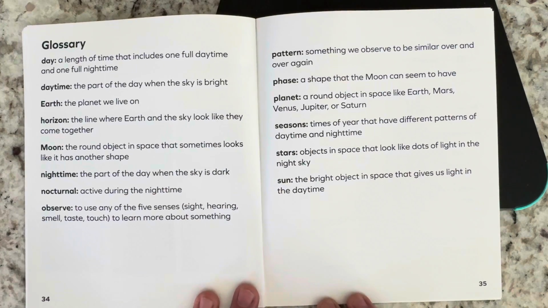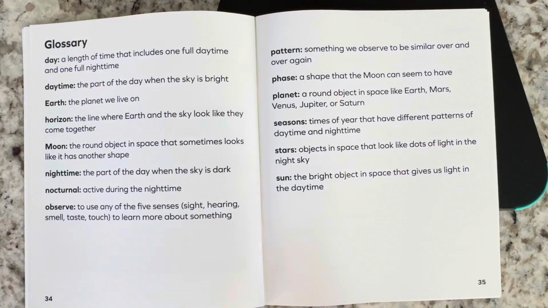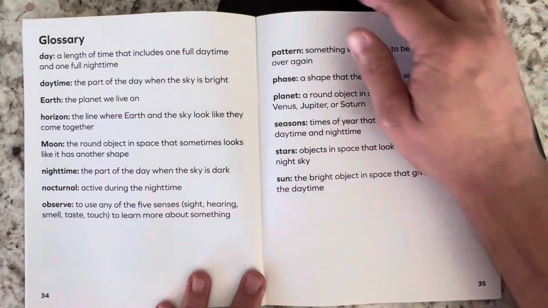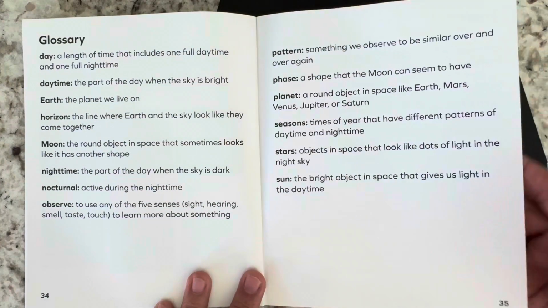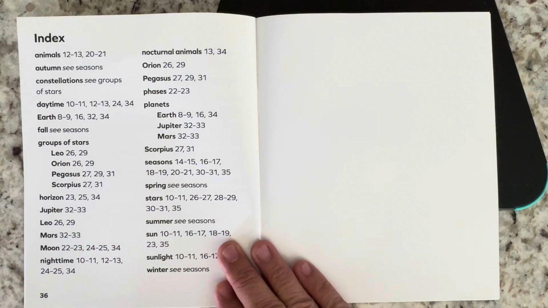This is the glossary. The glossary is an important feature of a nonfiction text because it tells you words that are in the book and it gives you their definition. It tells you what they mean. So if you don't understand what a word means when you're reading a nonfiction text, you can always turn to the glossary. And this is the index.